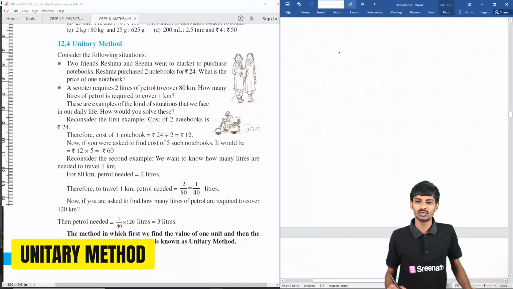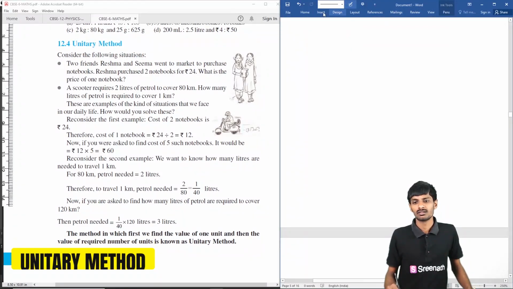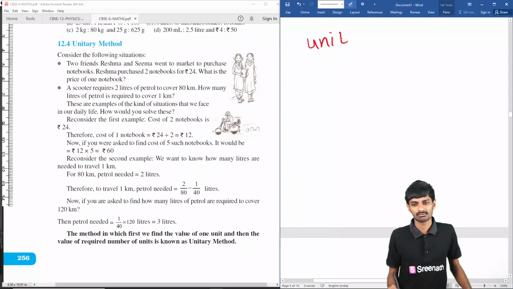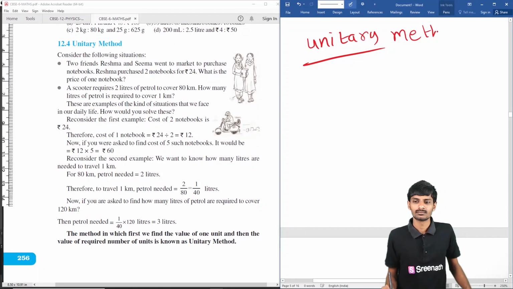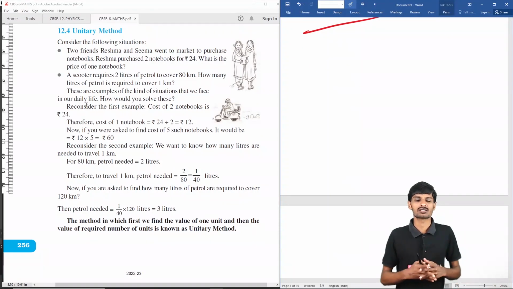So next thing is the unitary method. It is one of the beautiful topics. Okay, students. Here there are two situations.